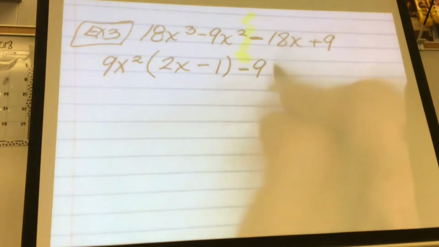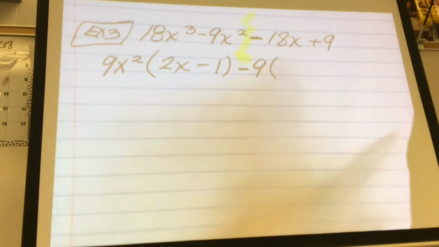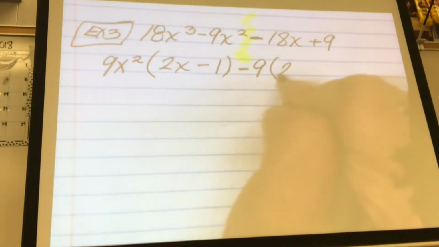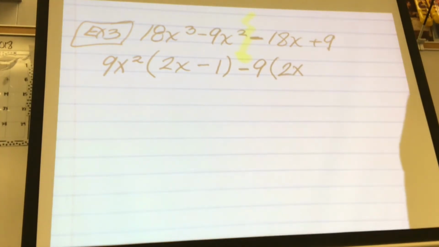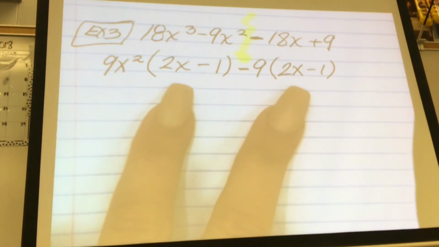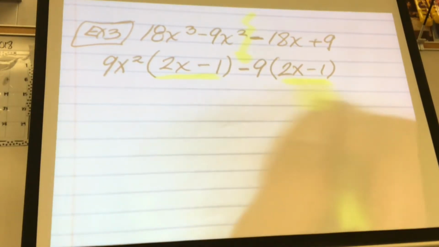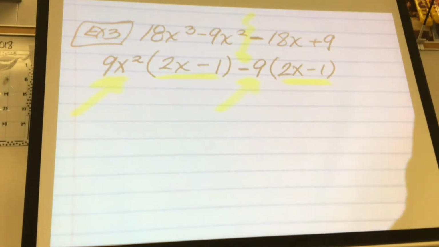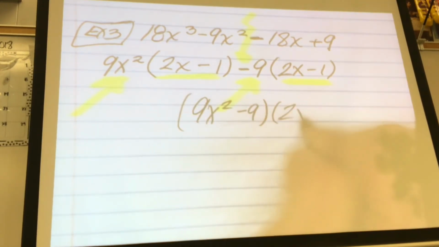Cesar, what am I left with when I take out a negative 9? Negative 9 times what is negative 18x? Isaiah, negative 9 times what is positive 9? Are these the same? Is factor by grouping working? Okay, so let's put these two, because these are the same. Now I just put these guys together. 9x squared minus 9 goes together, and then 2x minus 1.